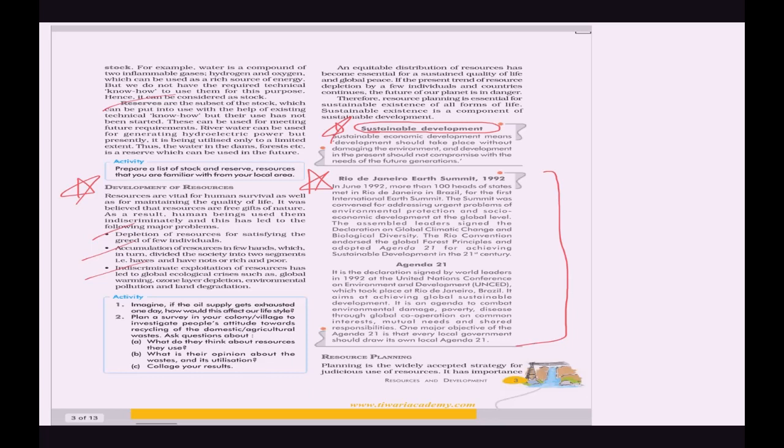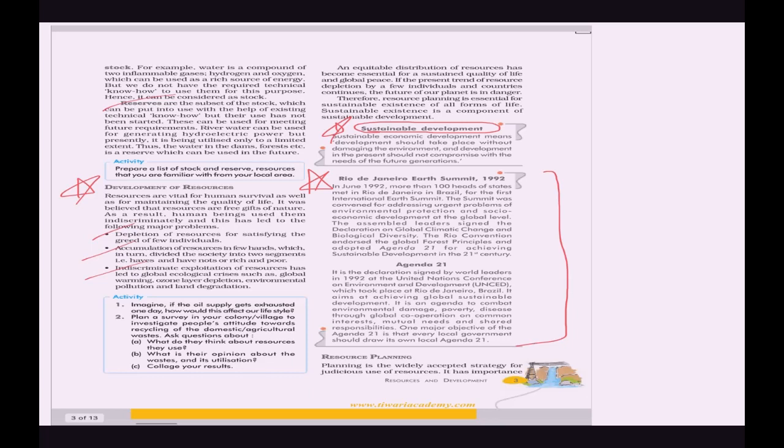Next is indiscriminate exploitation of resources, which has led to a global ecological crisis, as you know: global warming, ozone layer depletion, environmental pollution, and land degradation. These have led the resources to a downside, depletion of the resources.